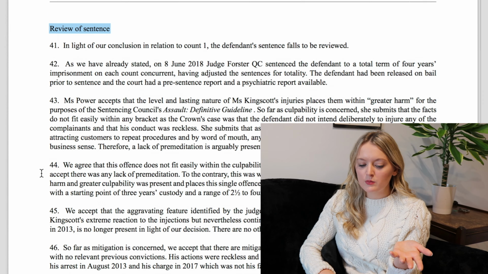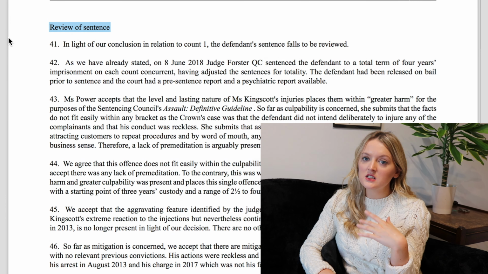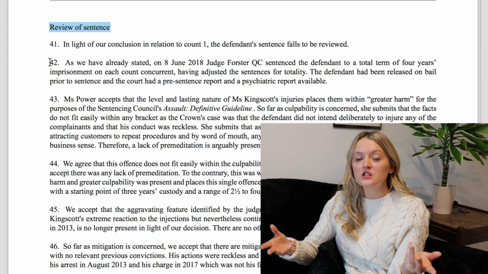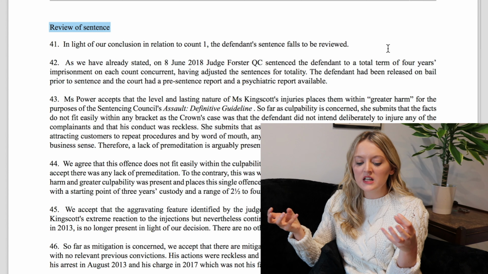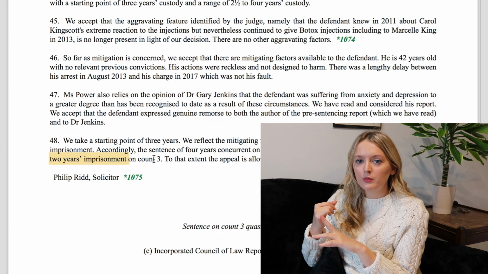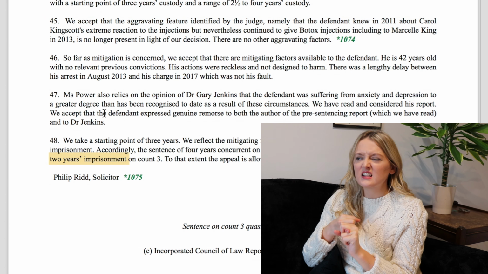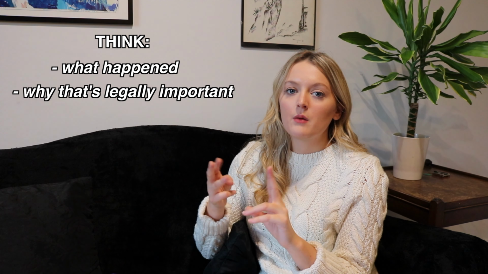The final heading in this particular case is the review of sentence, which is the outcome of the case. Often it'll be the conclusion or the decision. That's what the subheading will be called, and really that's the principle of that case and the outcome of it, and that's the key bits really. All you really need to read in a case is the facts, evidence, principle.